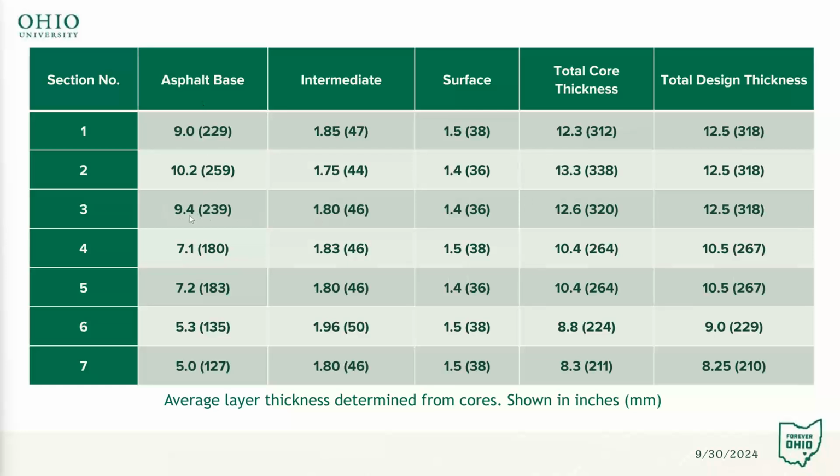The asphalt base in section 3 was 9.4 inches, intermediate 1.8, surface 1.4, total thickness 12.5, design thickness 12.5. And again, section 4 had a 7.1 asphalt base, 1.83 intermediate, 1.5 surface, total thickness 10.4, total design thickness 10.5. Section 5, same numbers, total core thickness was 10.4 and total design was 10.5. Section 6, thickness was 8.8 and total design thickness was 9. And section 7, total core thickness was 8.3 and the design was 8.25. And the numbers in parentheses are in millimeters, just in case you're interested in those numbers.